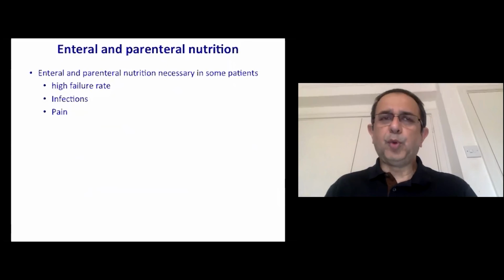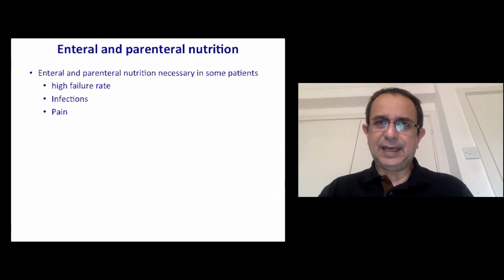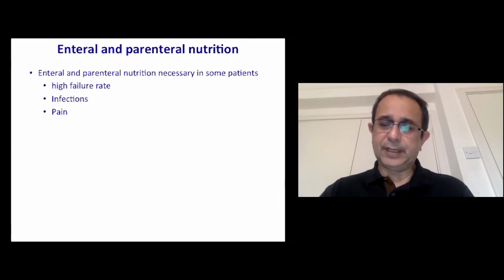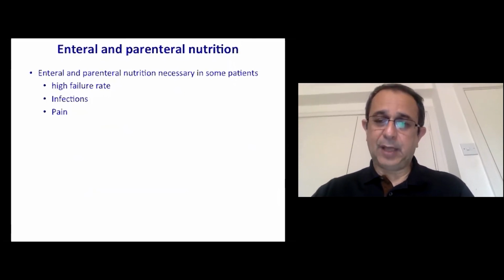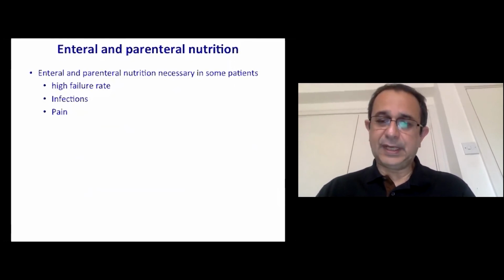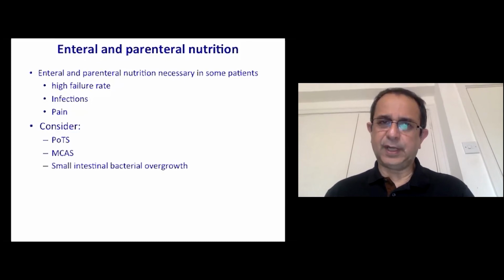A small proportion of our patients need help with their nutrition in the form of enteral or parenteral nutrition, so either feeding through the bowel in the form of nasogastric or nasojejunal tubes, and sometimes direct feeding into the tummy cavity through a PEG or a PEG-J or a jejunostomy. But there is a high failure rate. Infections are common. Pain at the site where the tube is inserted is common, and therefore one has to consider these options very carefully.